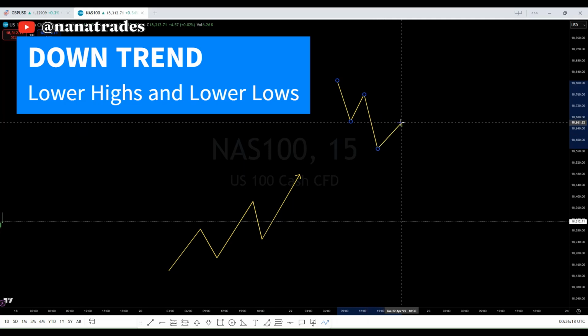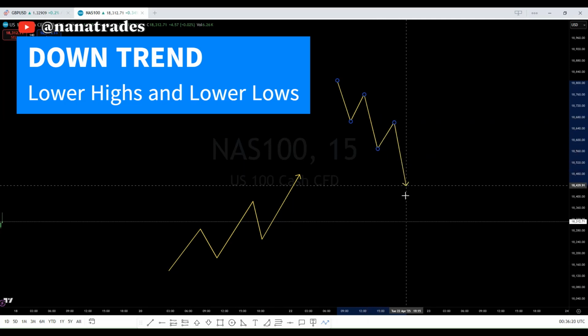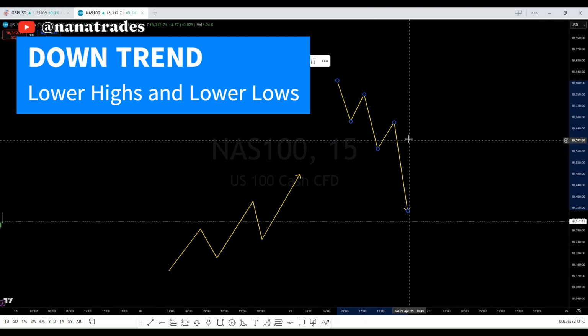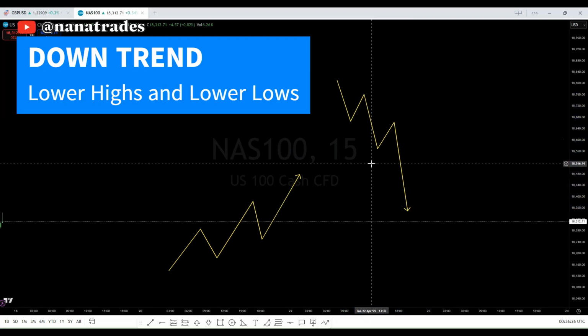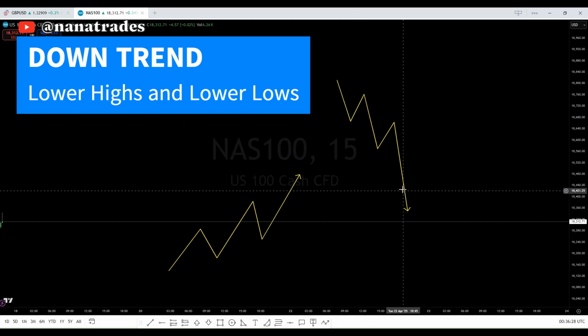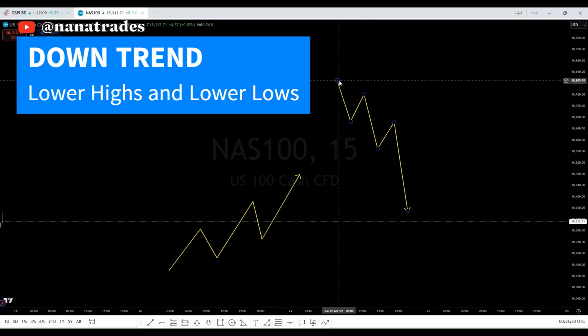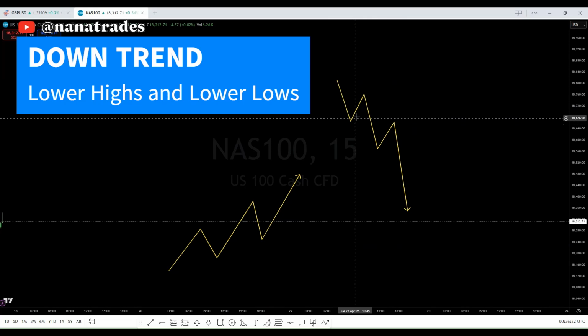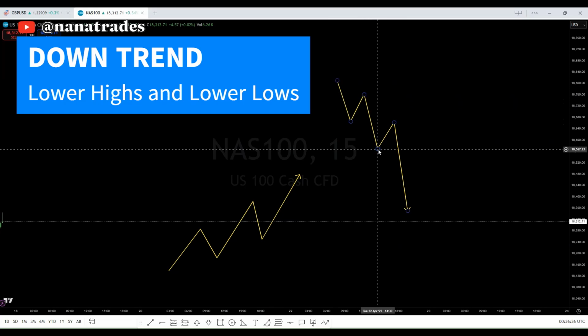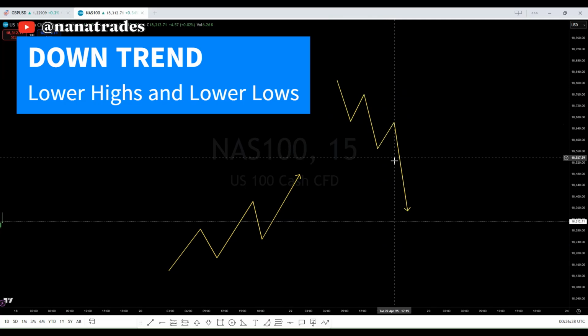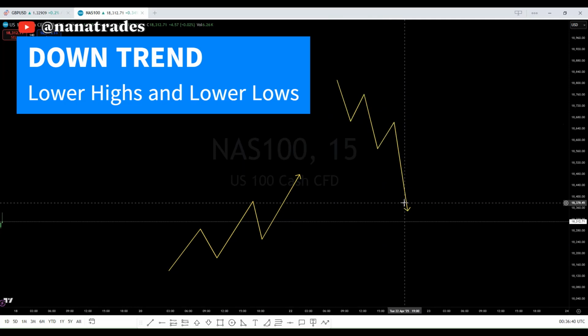And pushes up and down. And we call this a downtrend. That is to say that the market is moving downwards. It starts with a high, creates a low, then a lower high, lower low, lower high, and lower low. Okay, then we say the market is in a downtrend.